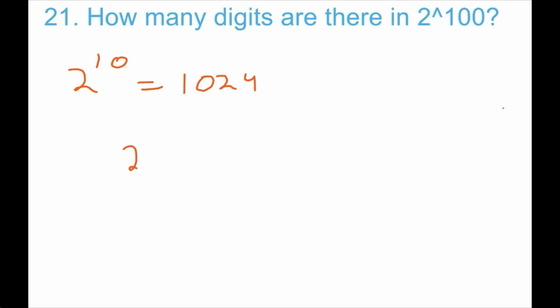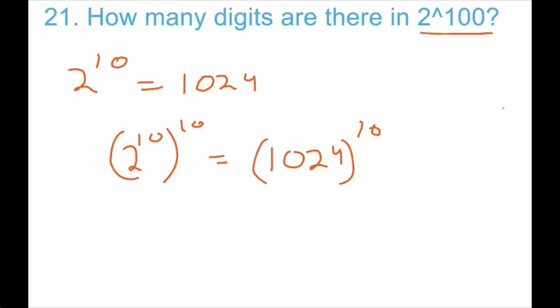So we have 2 to the power of 10 to the power of 10. Using the rules of exponents, we know this is the same as the question that we have to find, 2 to the power of 100. So we rewrite this as 1024 to the power of 10. And since we only have to find the number of digits, and this number is so close to 1000, we can just make it 1000 to the power of 10.